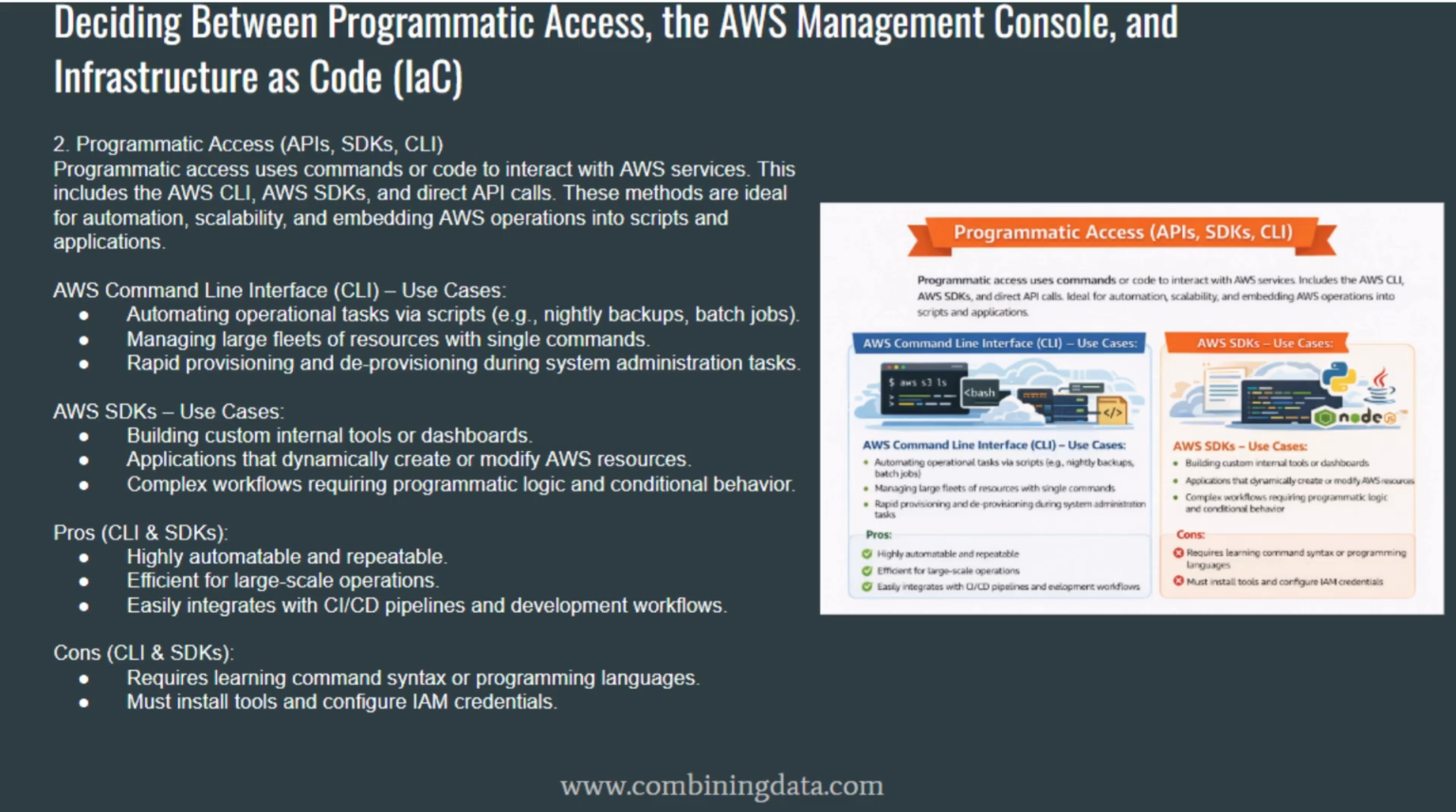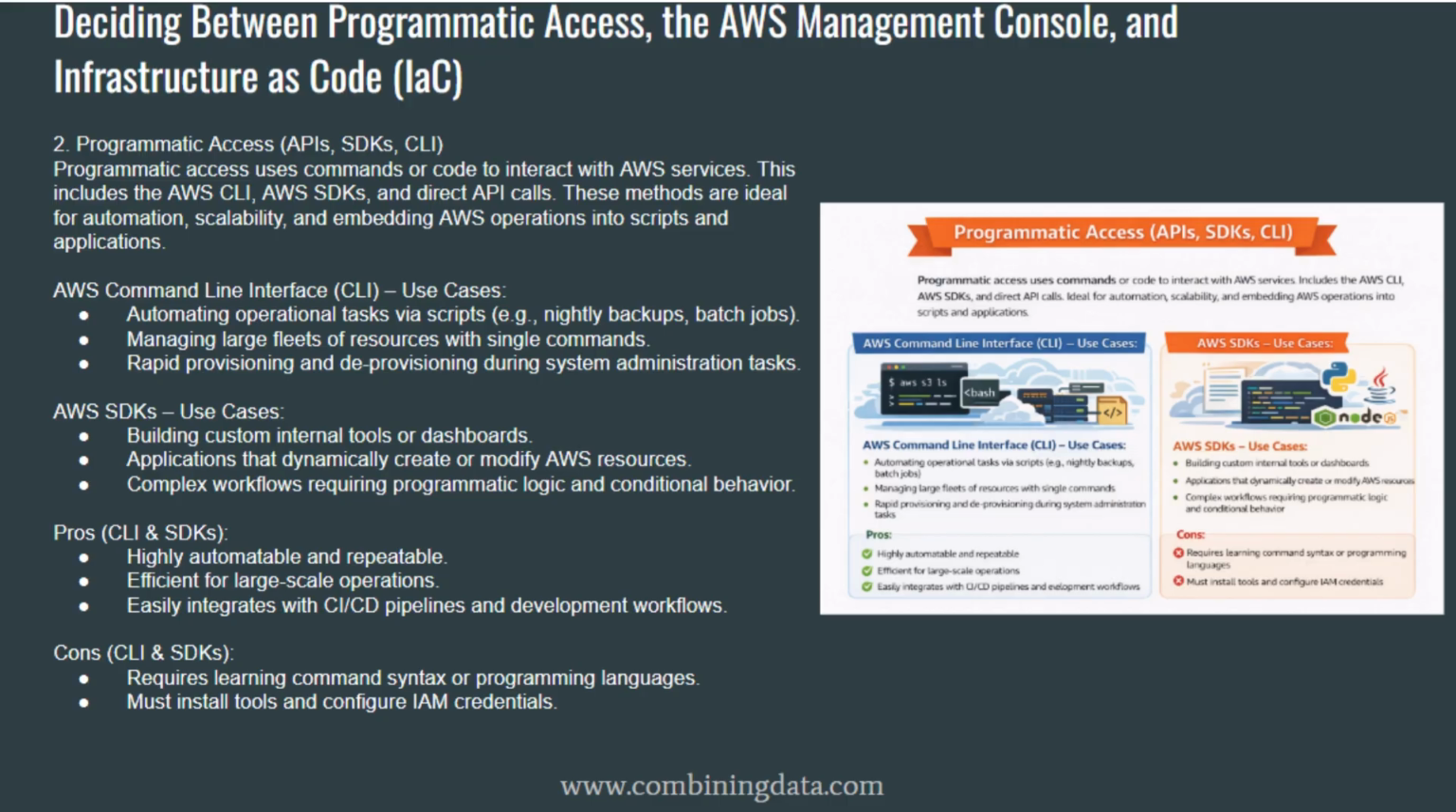Second, when to use programmatic access, CLI, SDKs, APIs. Programmatic access is the right choice when you need speed, automation, or logic. You should choose programmatic access when tasks are repetitive or need to run on a schedule. You manage many resources at once. AWS actions must be triggered from scripts or applications. Examples: using the AWS CLI to start or stop dozens of EC2 instances with one command, automate daily cleanup of unused resources.